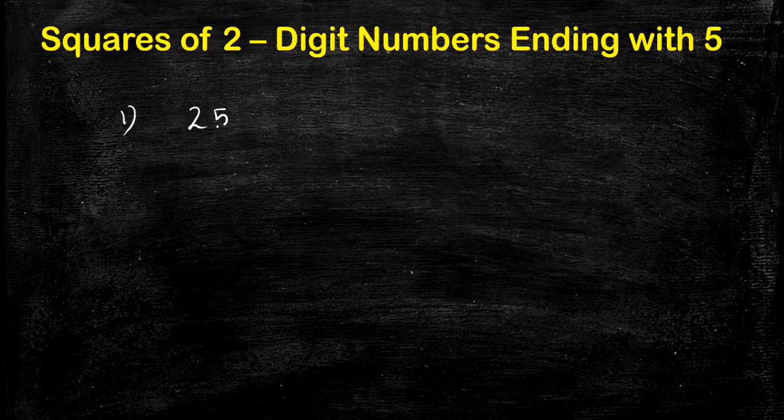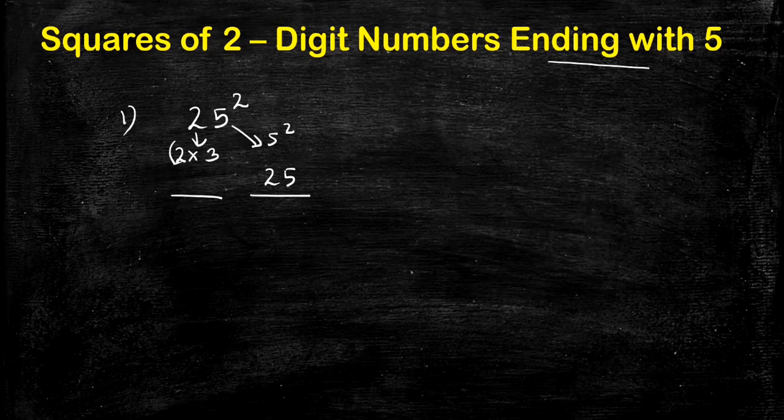Let's take the example of 25 first. 25 square. So I will have two parts. This part would be the square of 5, which is 25 always in any of these numbers, because we are looking at numbers that are going to end with 5. Now this part will have the number 2, whatever is the number here, multiplied with the consecutive number, the next number, which is 3. So I will have 2 times 3, which is 6. So we get 25 square as 625.